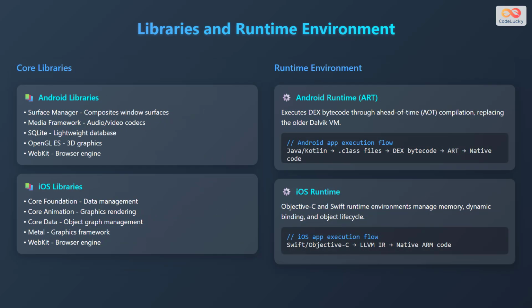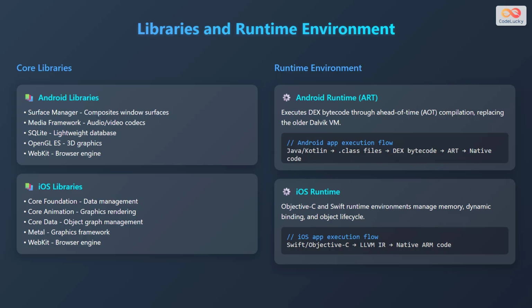Let's explore the core libraries and runtime environments that support mobile operating systems. Android libraries include the Surface Manager, which composites Windows surfaces, the Media Framework, SQLite, OpenGLES for 3D graphics, and WebKit, a browser engine. iOS libraries include Core Foundation for data management, Core Animation for graphics rendering, Core Data for object graph management, Metal for graphics framework, and WebKit.